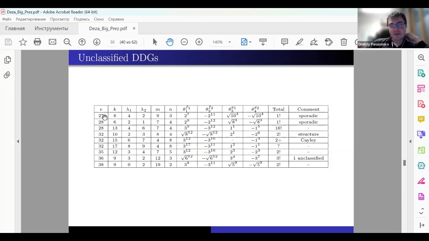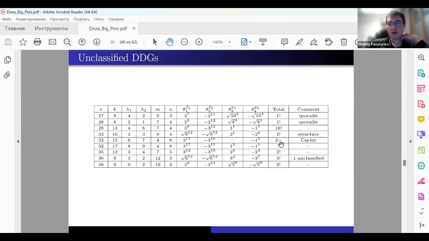So we have one graph on 27 vertices. We know a sporadic construction, but we cannot generalize it. The other graph on 28 vertices, the same thing. We know a sporadic construction, but we cannot generalize it. For 16 graphs on 28 vertices, we don't know the construction at all. We have two graphs on 32 vertices. We know the structure description, but we were unable to produce a construction.